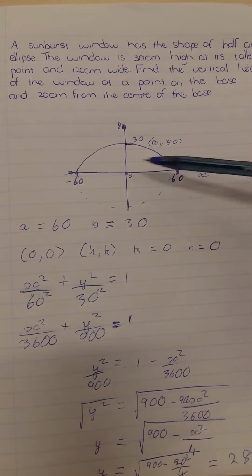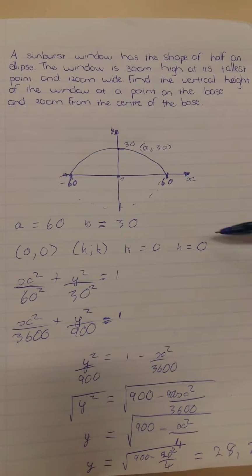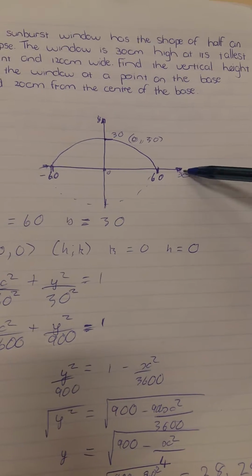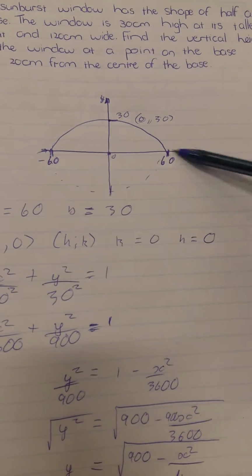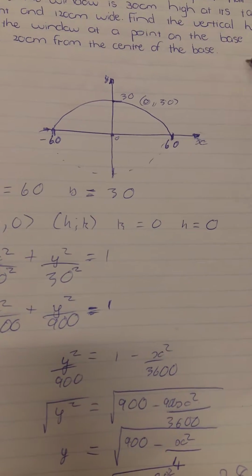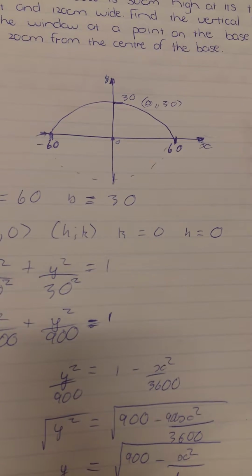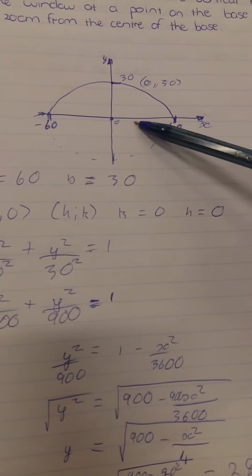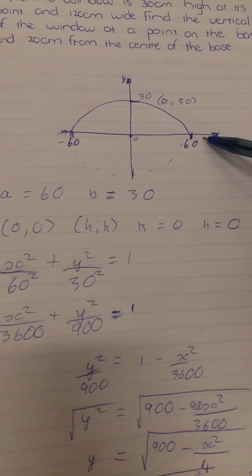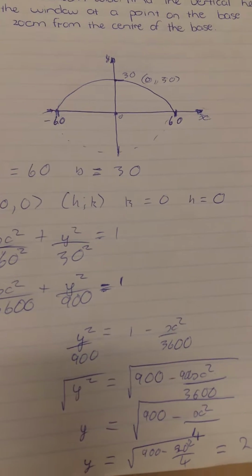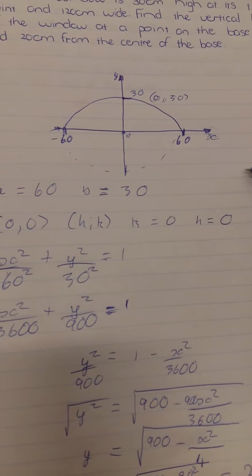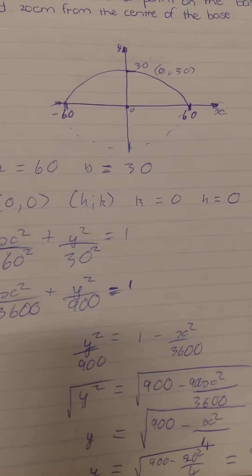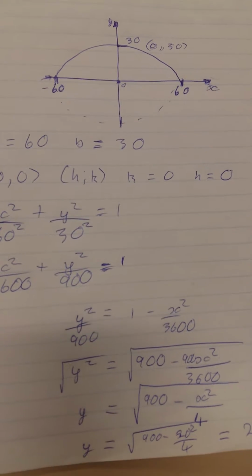Then the 2 points at which your ellipse cuts the x-axis, one will be minus 60 and the other will be 60, because your base is 120, and 120 divided by 2 will give you 60, so there are 60 units to the right and 60 units to the left. So after you have your ellipse, you will now want to form an equation.